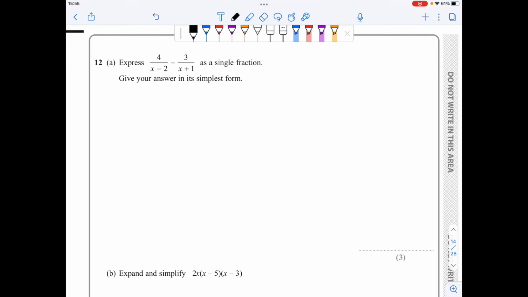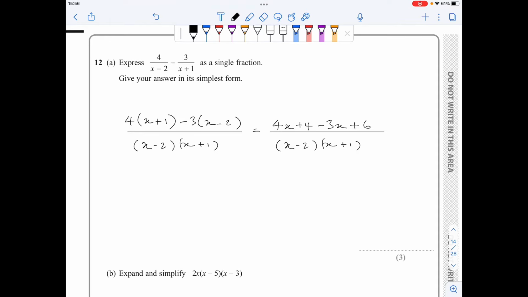For part A of question 12, the common denominator will be x minus 2, x plus 1, and then I'll multiply 4 by x plus 1 minus 3 times x minus 2, and this is equal to 4x plus 4 minus 3x plus 6. The denominator stays the same, and this simplifies to x plus 10 with the same denominator.